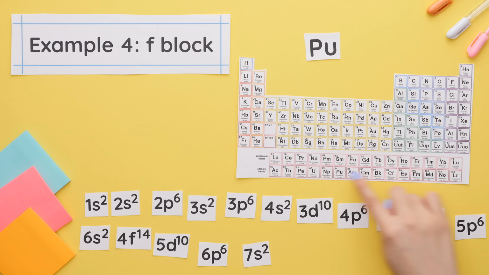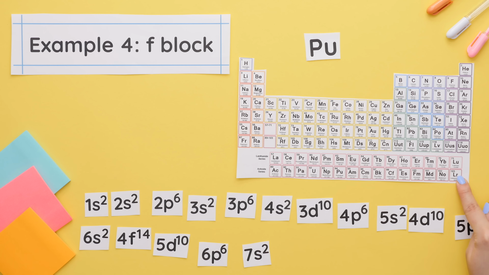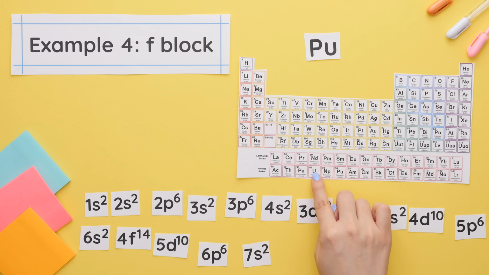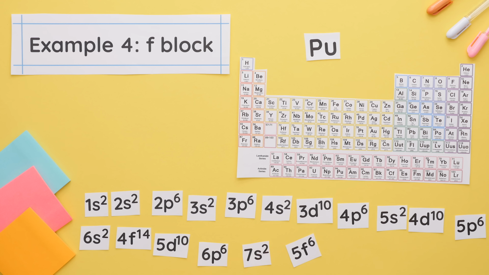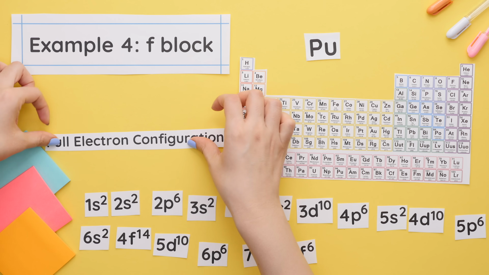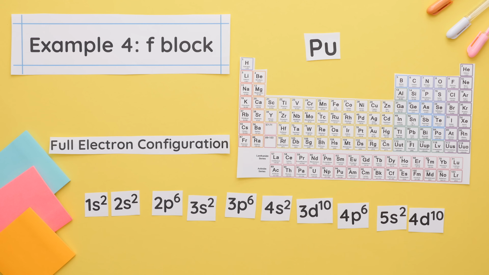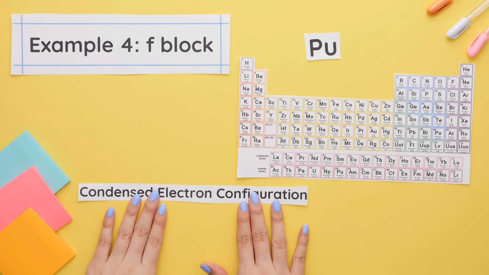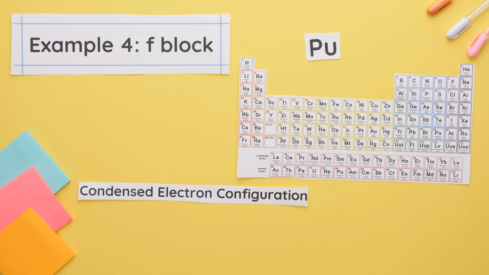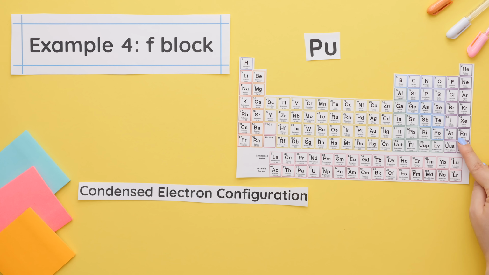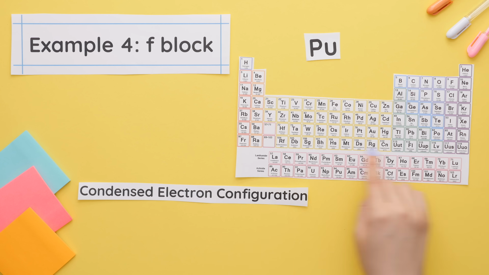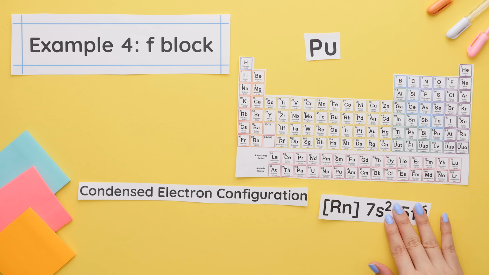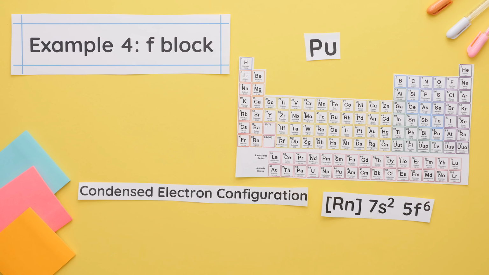There is a break in the table again to the F block, so 5f1, 2, 3, 4, 5, 6, 5f6. Here's the full electron configuration. Now let's find the condensed electron configuration using the noble gas that is before plutonium. So plutonium is at the bottom, but would have been in the seventh row, so we will use the noble gas in the sixth row, which is radon, and continue from there, so 7s2 and 5f6, and here's the condensed electron configuration.